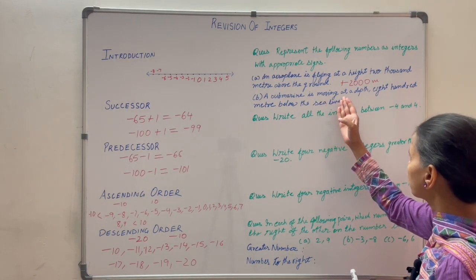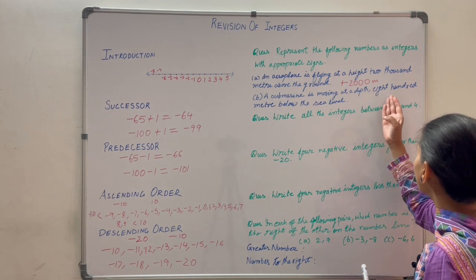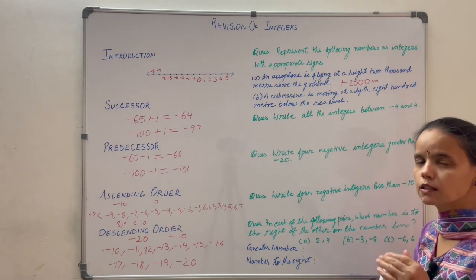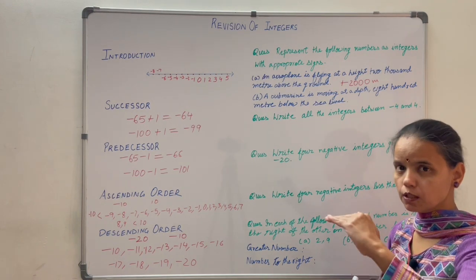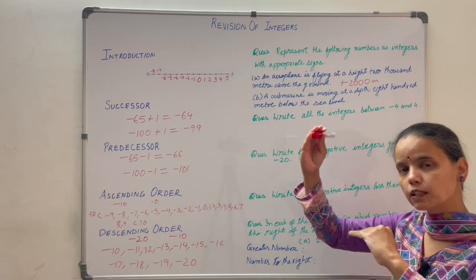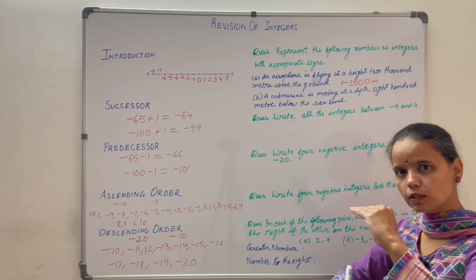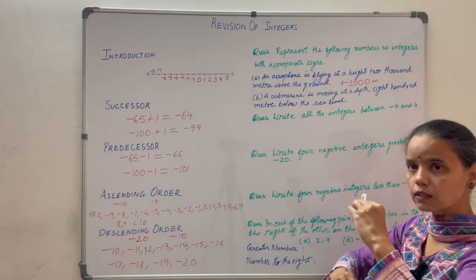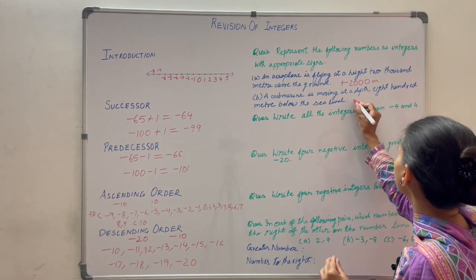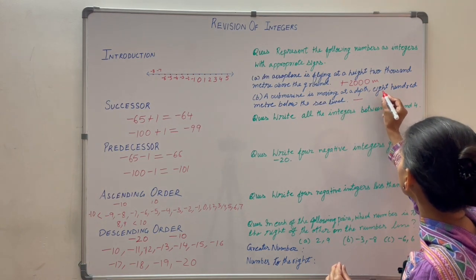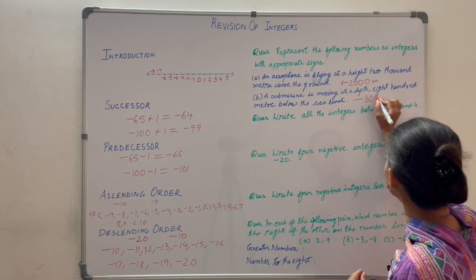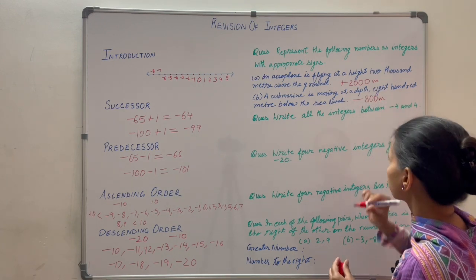A submarine is moving at a depth of 800 meters below the sea level. If you consider the sea level to be 0, then above the sea level is positive and below the sea level is negative. The submarine is below the sea level, so it is minus. And the depth is 800 meters, so minus 800 meters.